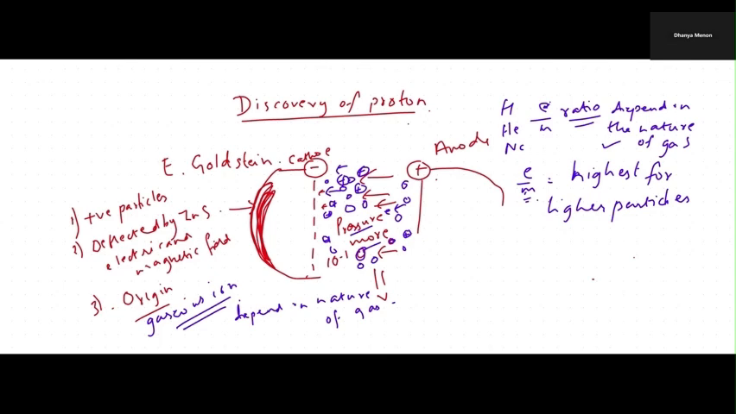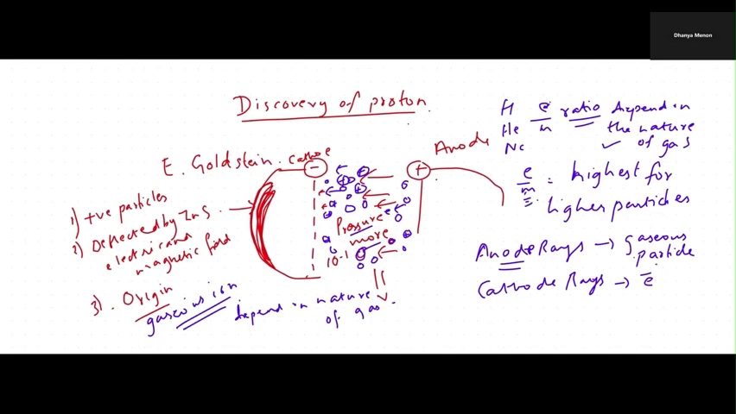So that means anode rays are made up of gaseous particles, and our cathode rays are made up of electrons. Now, since the anode rays are made up of gaseous particles and the e/m ratio depends upon the nature of the gas, that means anode rays are not fundamental, but cathode rays are fundamental.